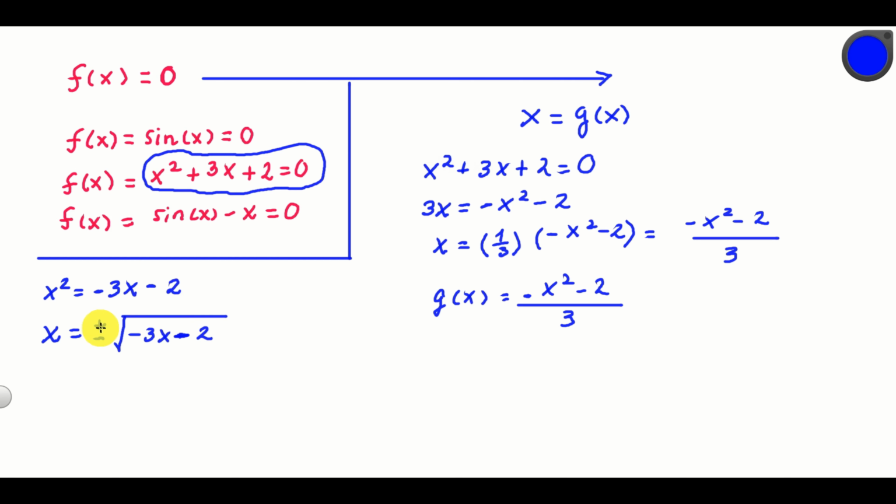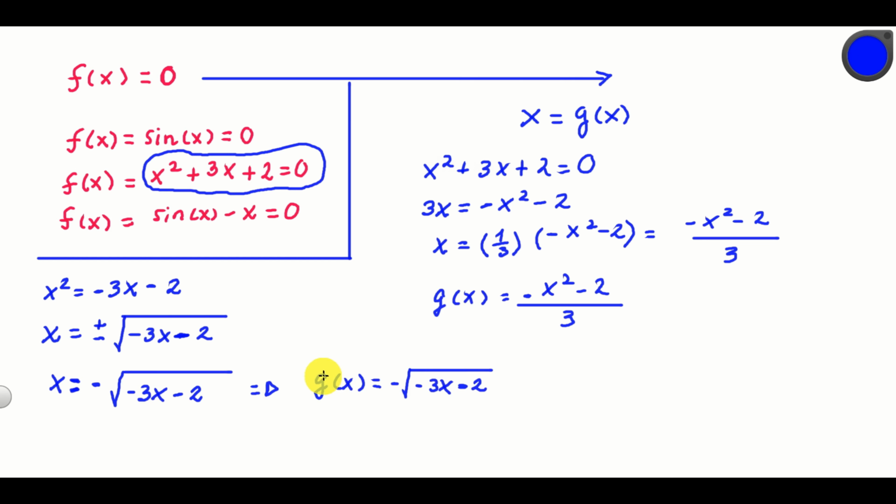Over here, we can say take either a positive or a negative branch. I will take a negative branch. Consequently, I can say something like this. X is equal to minus square root of minus 3x minus 2. And in this case, we see that g of x is actually minus square root of minus 3x minus 2. And we see that the form of g of x is not unique, although the original problem looks like this.